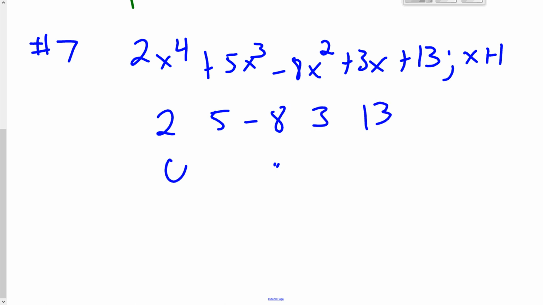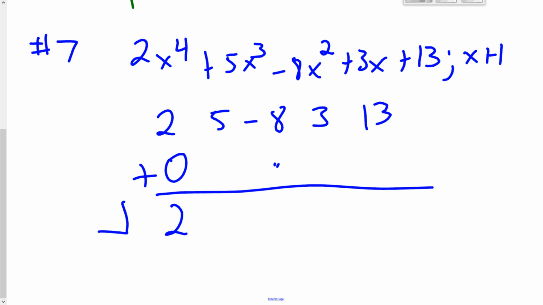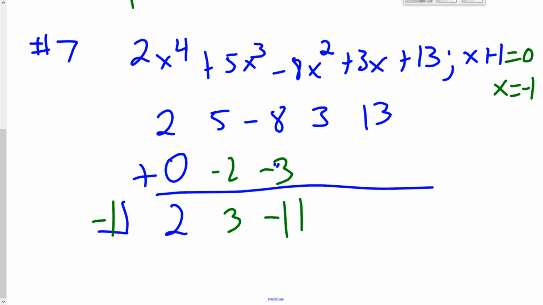0 goes in the second row, we add those, then we multiply what's on the third row, and it lands on the third row. Setting this factor equal to 0, that means x is negative 1, so what goes in the box is negative 1. So 2 times negative 1 is negative 2. Add those up, that's 3. 3 times negative 1 is negative 3. Negative 3 minus 8 is negative 11. We get positive 11. We get 14. We get negative 14. And we get negative 1 at the end.